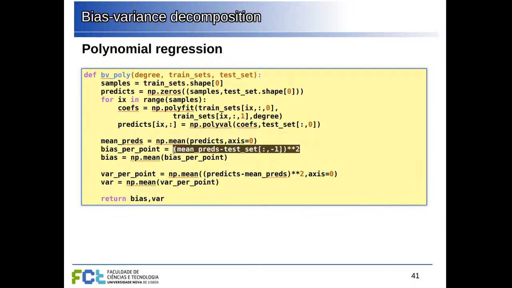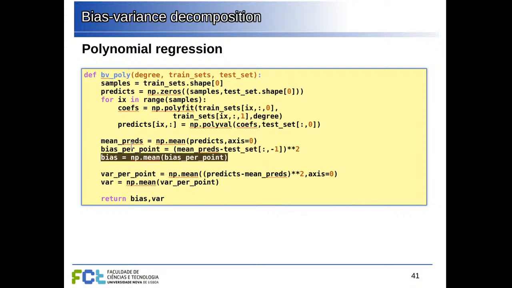This would be the bias for each point. It's a vector with the difference between the average of the predictions and the actual value of the point. And now we can compute the bias for the model as just the average of the bias for all the points. For the variance, we can use this formula.